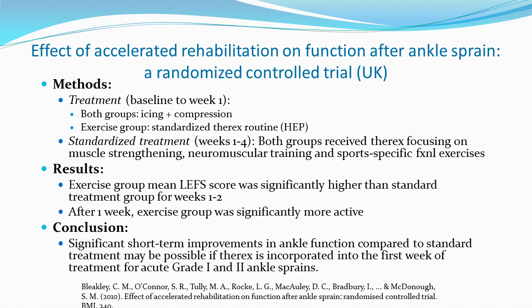The results showed that the exercise group's mean lower extremity functional score scale scores were significantly higher than the standard treatment group for weeks 1 through 2, and after 1 week the exercise group was significantly more active. So we concluded, at least from this article, that significant short-term improvements in ankle function may be possible when compared to the standardized conservative treatment if therapeutic exercise is incorporated within the first week for grade 1 and 2 ankle sprains.